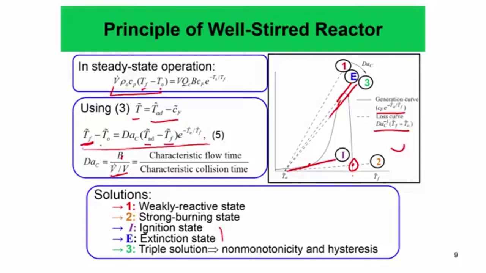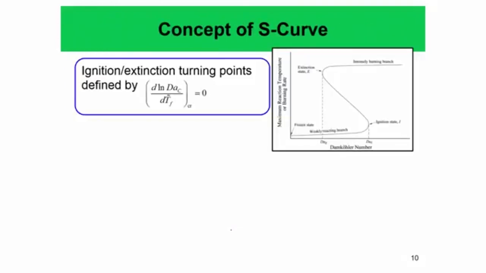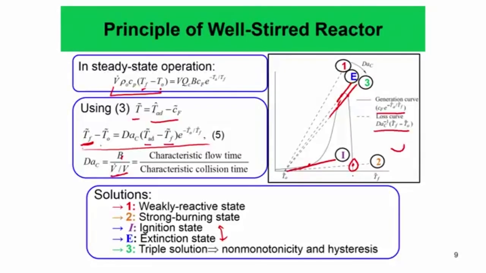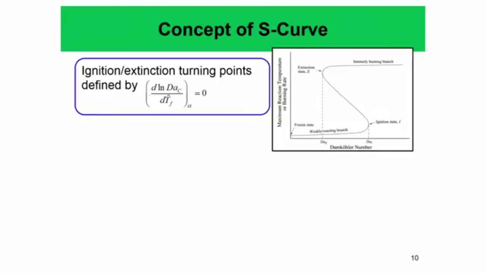Anyway, these are the ignition and extinction states which we analyzed, and this point can be identified using d/dt of ln of the collisional Damkohler number by dt of temperature equal to 0. We can then plot this in a more familiar curve called the S curve. That is, we plot the maximum temperature, reaction temperature, or burning rate on the y axis, and the Damkohler number on the x axis. The Damkohler number once again is the flow time scale divided by the collision or reaction time scale.